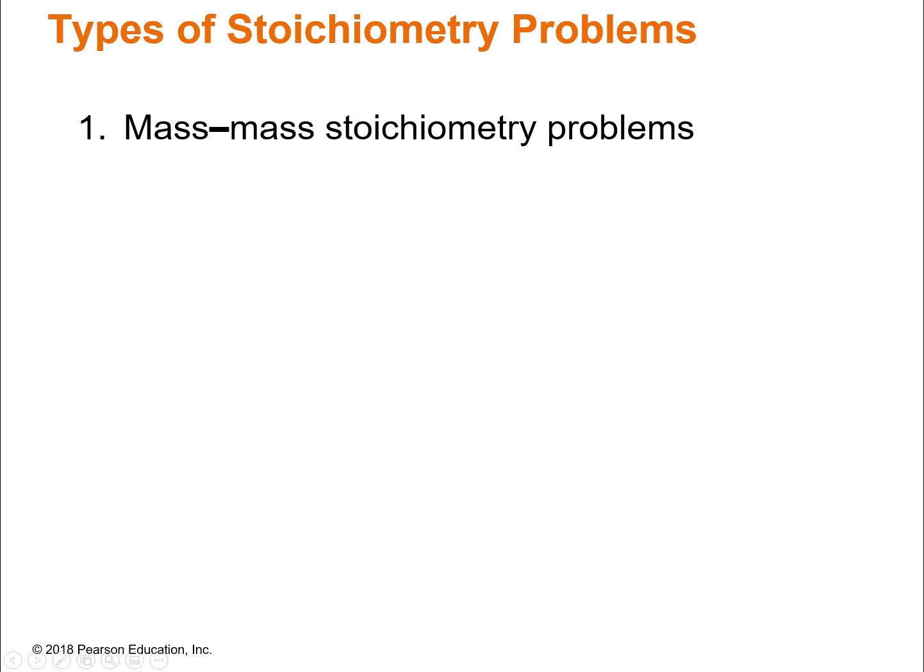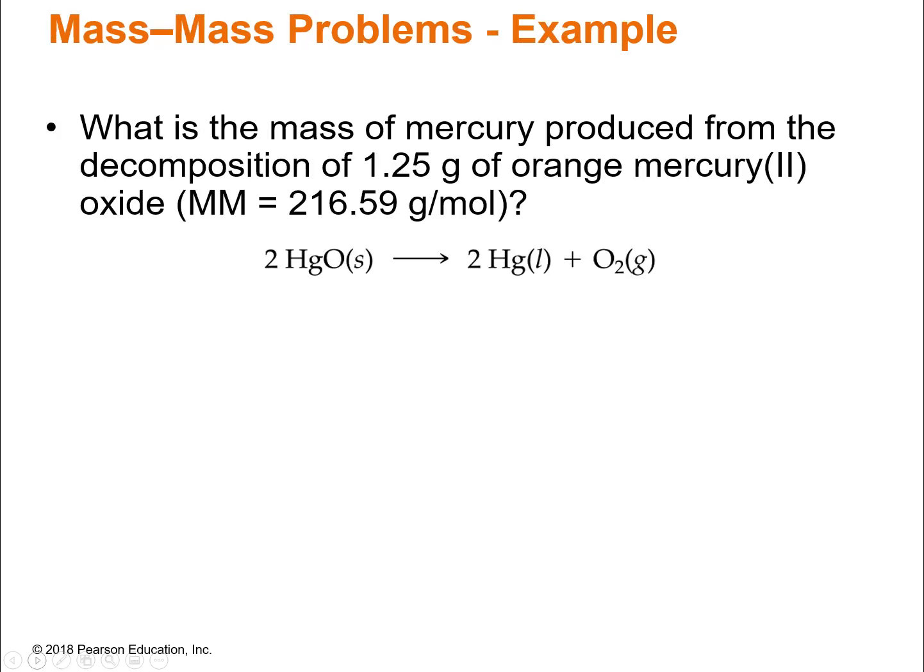The first type that we're going to cover is mass to mass, where you're given the mass of one reactant or product, and you need to calculate the mass of another reactant or product in the same chemical equation. I think it's best to do that by showing an example. So this is the same example that I did in the YouTube video, which you may not have had time to look at. But I'm going to go through it and you can ask questions versus just watching it.